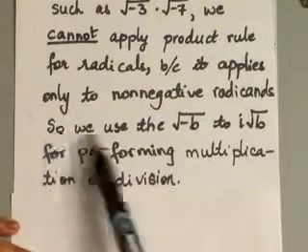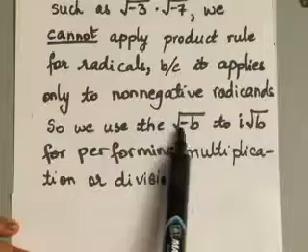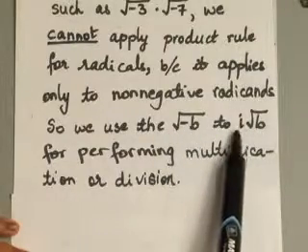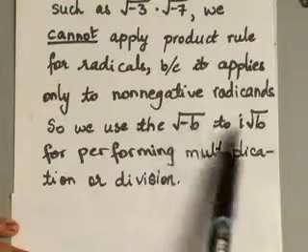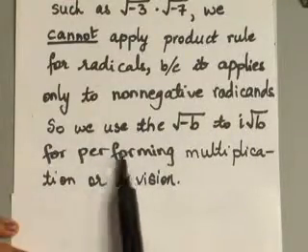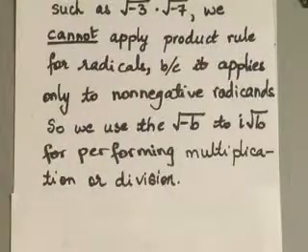But you can use the same idea of converting from the negative radicand to a positive radicand by using the number i. And by using these i's, you can actually go ahead and do your multiplication and division. So let's see how that will work for us.